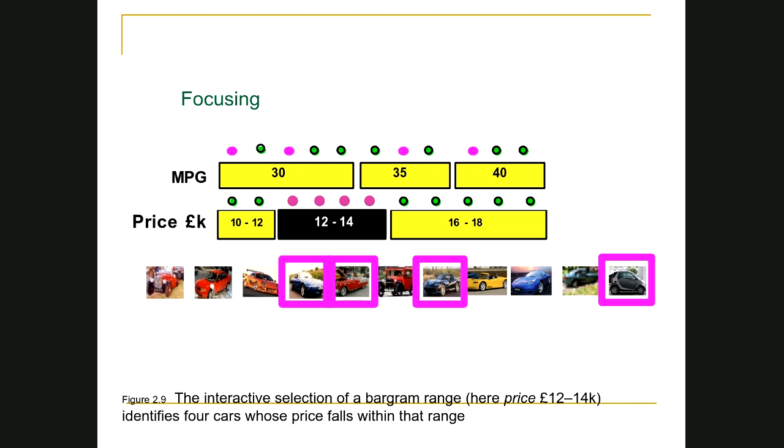And this slide in particular shows focusing. The idea is that, well, I really want something in the range 12 to 14,000 pounds. And what I can do is maybe use interaction and click on the bar. And that highlights everything. It's not filtering in the sense that it's not taking away elements from the visualization, it's just highlighting. Maybe using brushing to highlight, or maybe using some other technique.